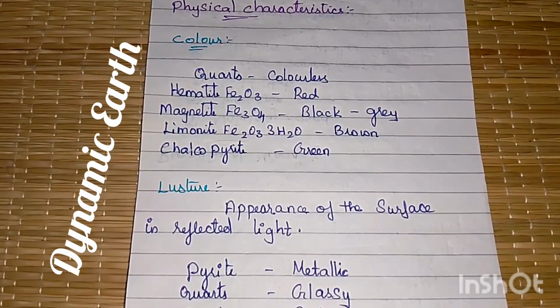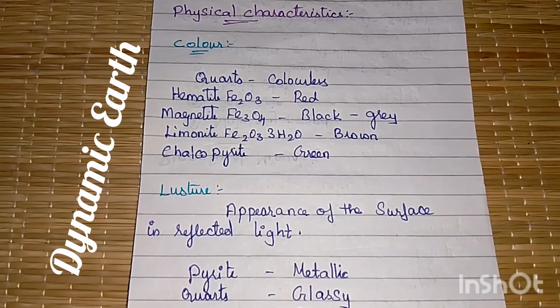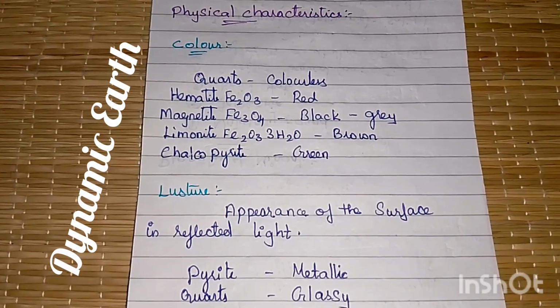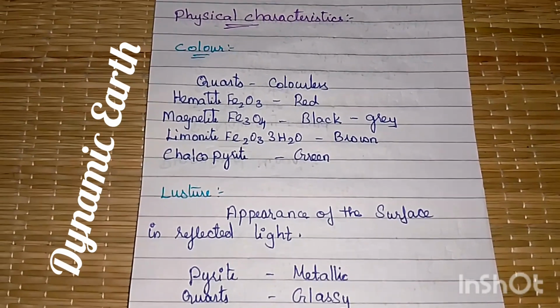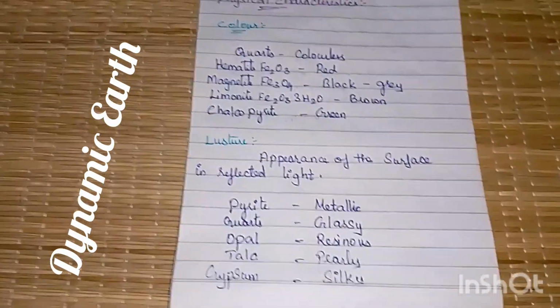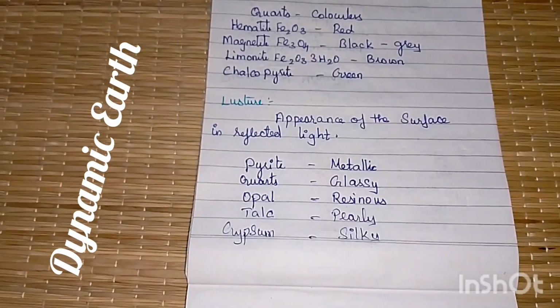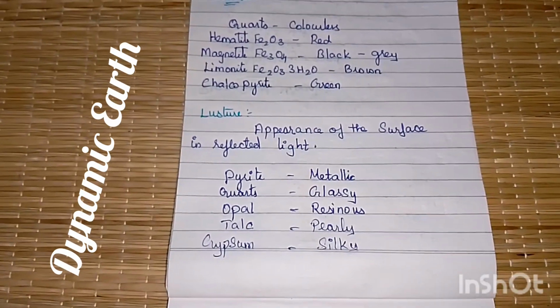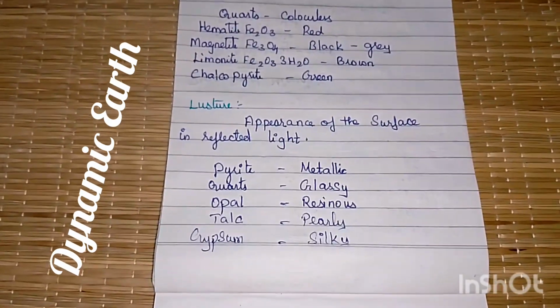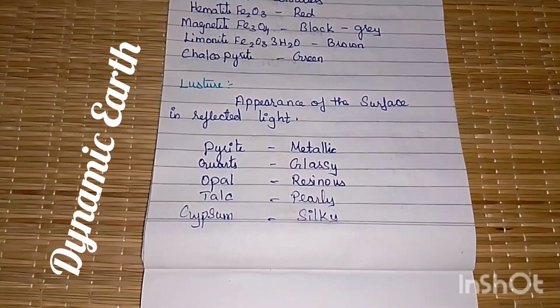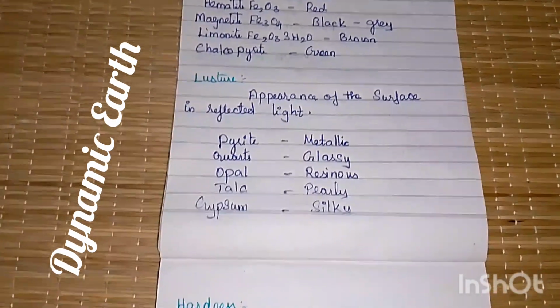Hematite is red in color, magnetite is black to gray in color, limonite is brown in color, and chalcopyrite is green in color. And these are all examples. So minerals will have different colors. Then luster. What does luster mean? Luster is the appearance of the surface of minerals in reflected light.